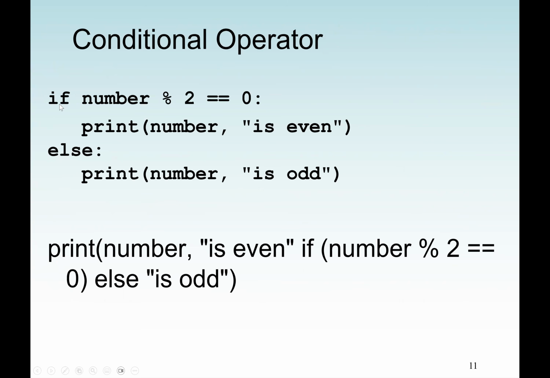And this is the concept again. If number modulus 2 equal to 0, print is even, else the number is odd. So here we are using the two-way if else. Now we can use the conditional statement saying, print the number we entered is even if number modulus 2 equal to 0, else print the number is odd. So these two are the same, and we use the term conditional operator.